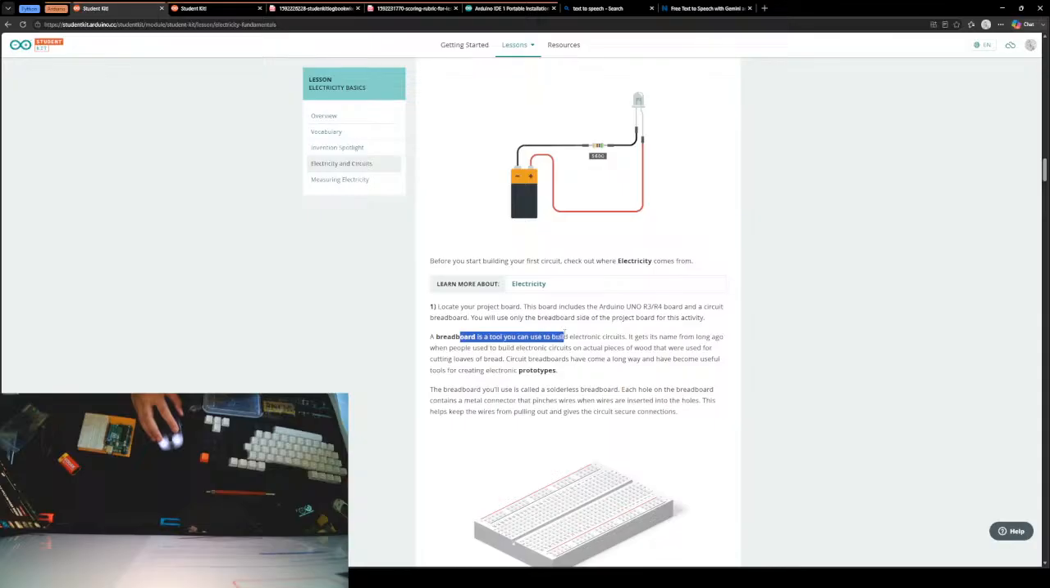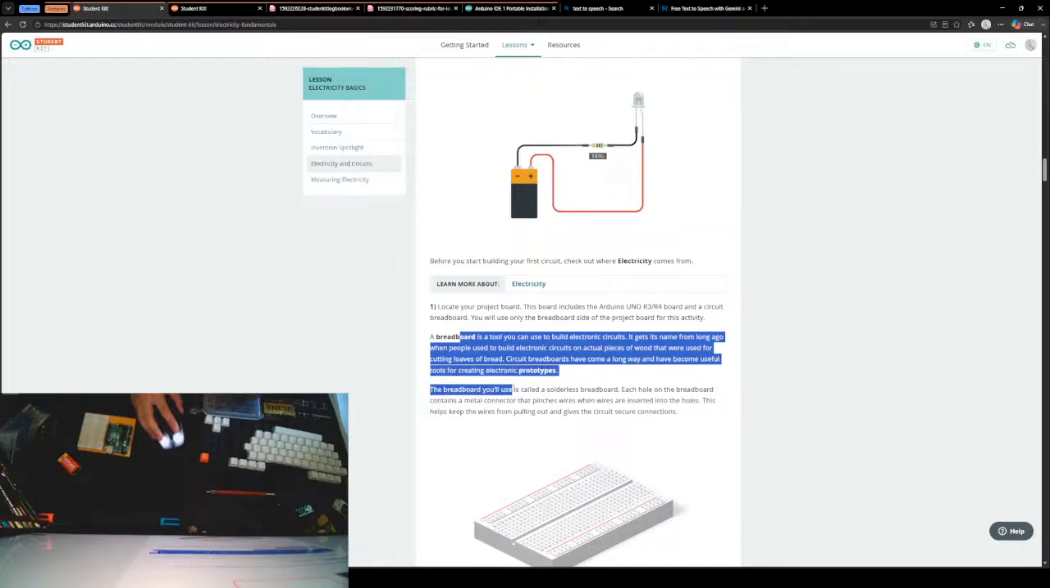A breadboard is a tool you could use to build electronic circuits. It gets its name from long ago, when people used to build electronic circuits on actual pieces of wood that were used for cutting loaves of bread. Circuit breadboards have come a long way and become useful tools for creating electronic prototypes.